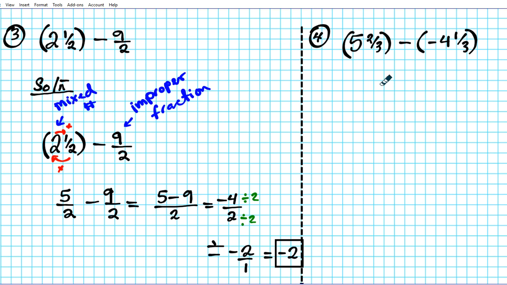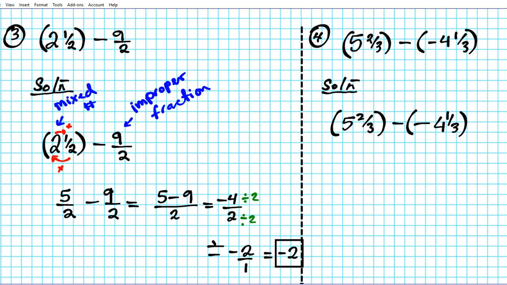We have two mixed numbers and we have two adjacent signs next to each other. So there are two problems that we have to fix here. So what we're going to have to do is convert both of them to improper fractions, and then we have to resolve this product of signs that we have here.